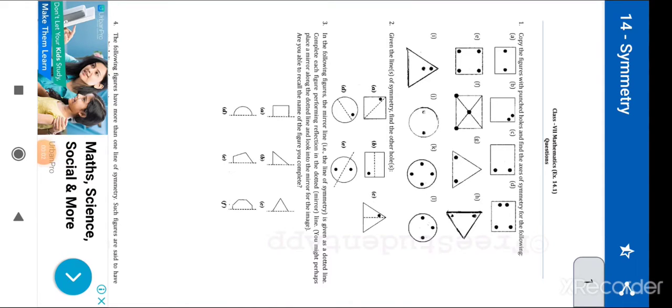Good morning everyone. Today we are going to start the 14th chapter of class 7th, Symmetry. The first question of exercise 14.1 is: copy the figure with punched holes and find the axis of symmetry for the following figures.